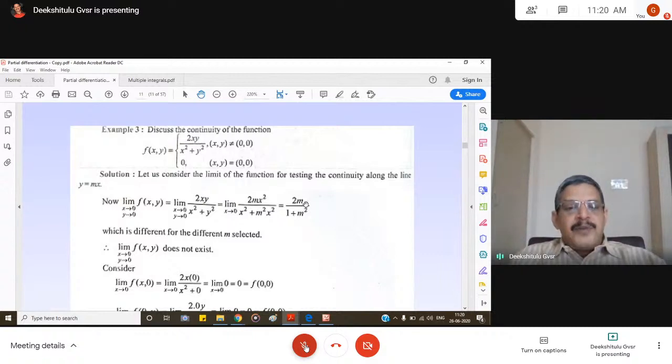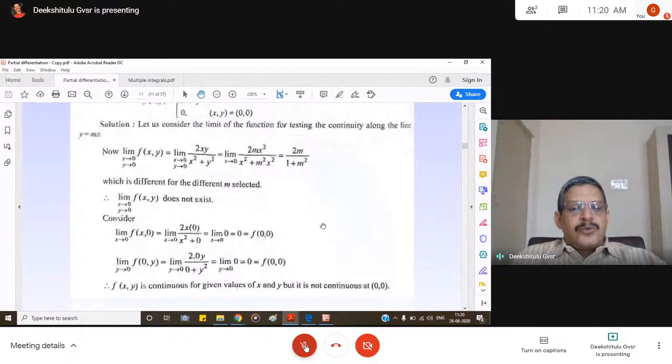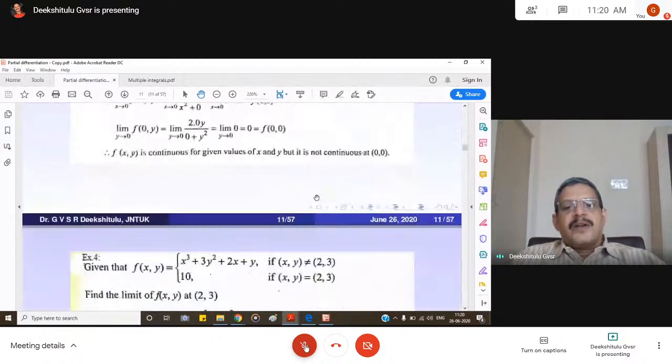If I take m = 0, you get the same limit. If I put m = 1, I get the limit as 2 into 1 by 1 plus 1, that is 1. If m = 10, 20 by 101. So how many limits are we having? Infinite. It depends on the value of m. So a unique limit is not achieved, and the limit does not exist. The other two conditions give limit 0, but here it is not so: 2m by 1 plus m square. So the limit does not exist, so the function is not continuous.